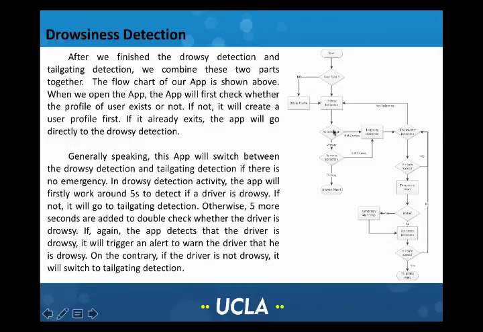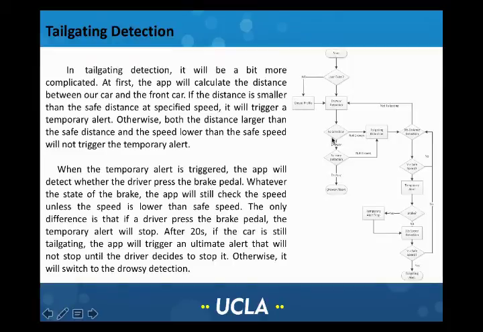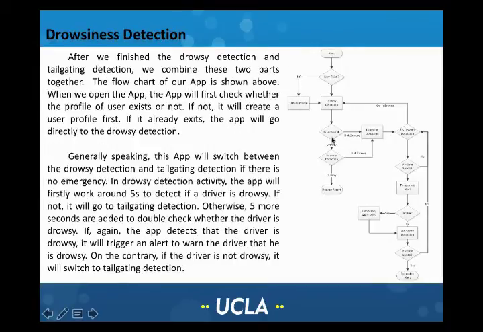Otherwise, 5 more seconds are added to double check whether the driver is drowsy. If again the app detects that the driver is drowsy, it will trigger an alarm to warn the driver that he is drowsy. Otherwise, if the driver is not drowsy, it will switch to the tailgating detection.